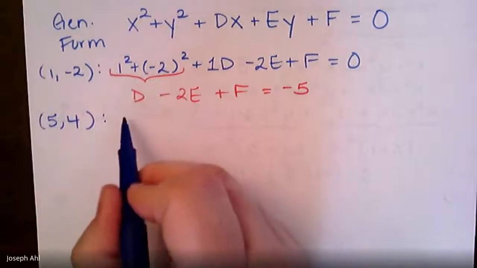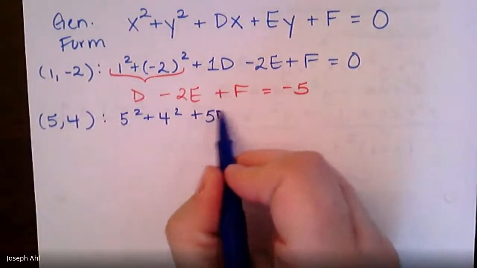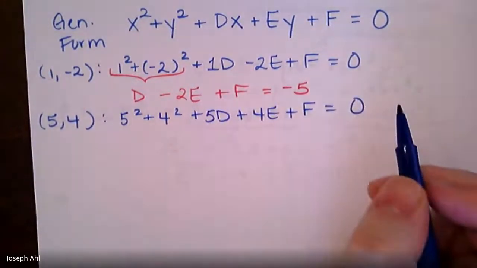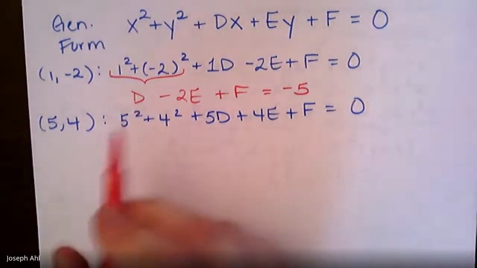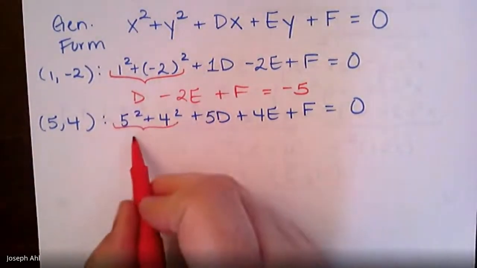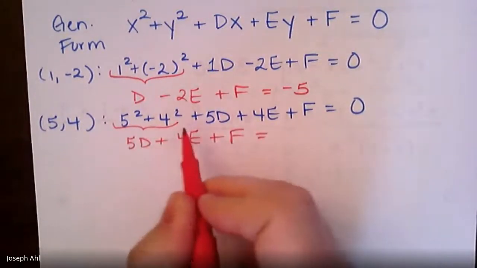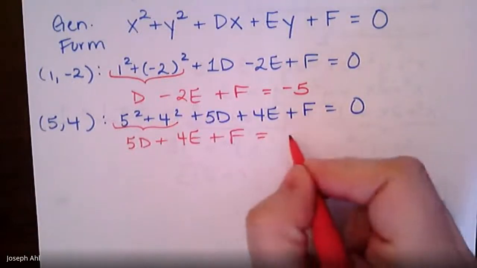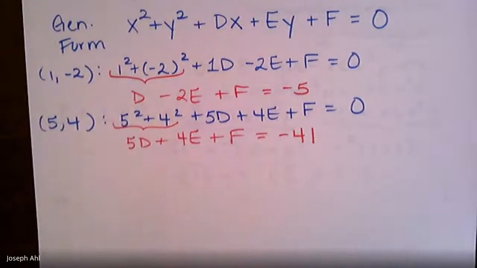So for the point 5, 4 would be 5 squared plus 4 squared plus 5d plus 4e plus f equals 0. All right, so again, let's just rearrange this so that we get the constant on the other side. We're going to add those up in a second. 5d plus 4e plus f is equal to 25 and 16, a total of 41. So if I subtract that over, it's a -41. This number on the other side will always turn out to be negative.